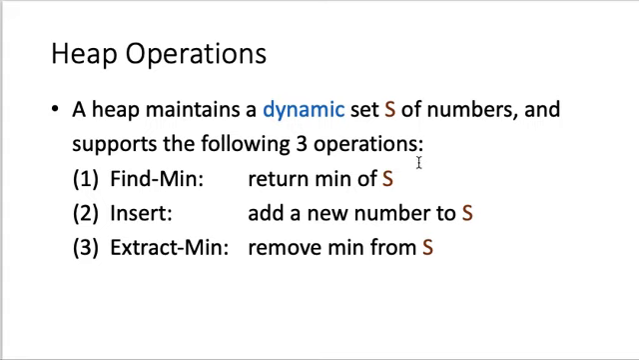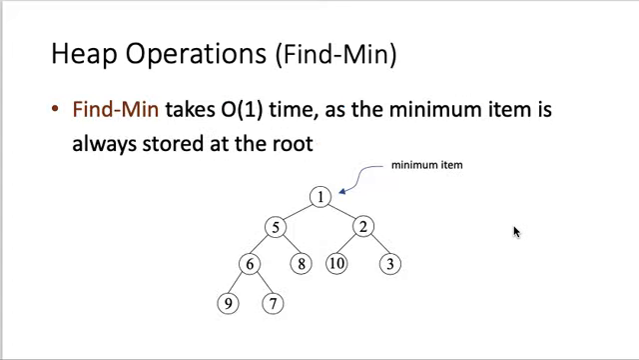We will show that find min is done in order 1 time. Insert and extract min can both be done in order of log n time, where n is the number of items in S. So find min takes order 1 time. It is because we have already mentioned that the minimum item is always stored at the root. So if we access the root, we look at the content, then this is the minimum value.